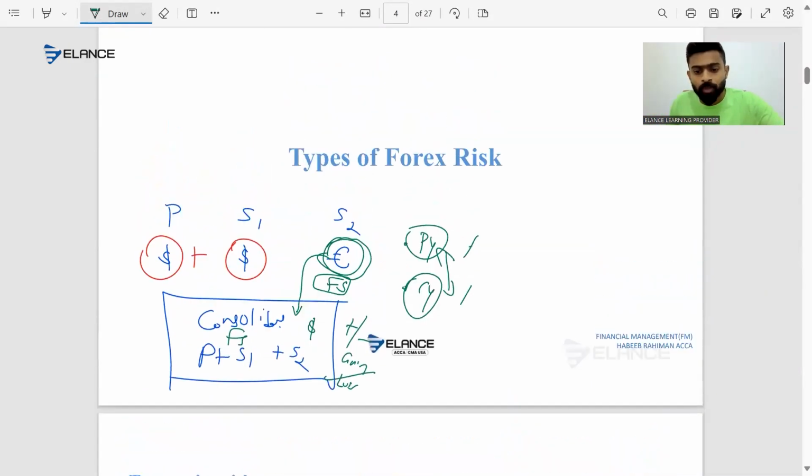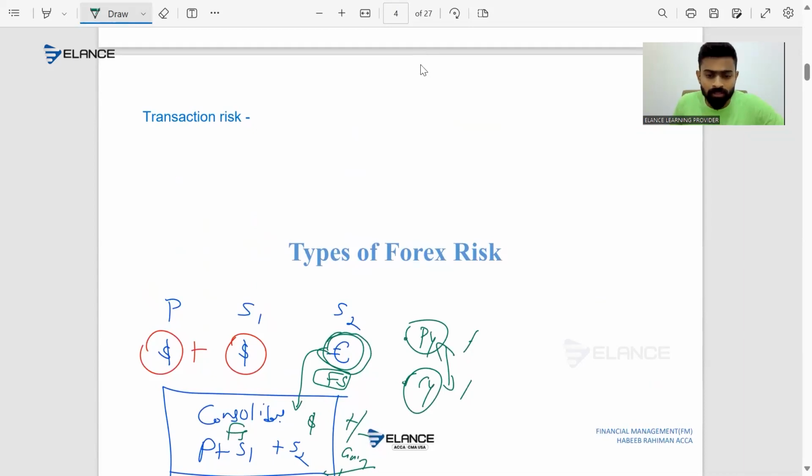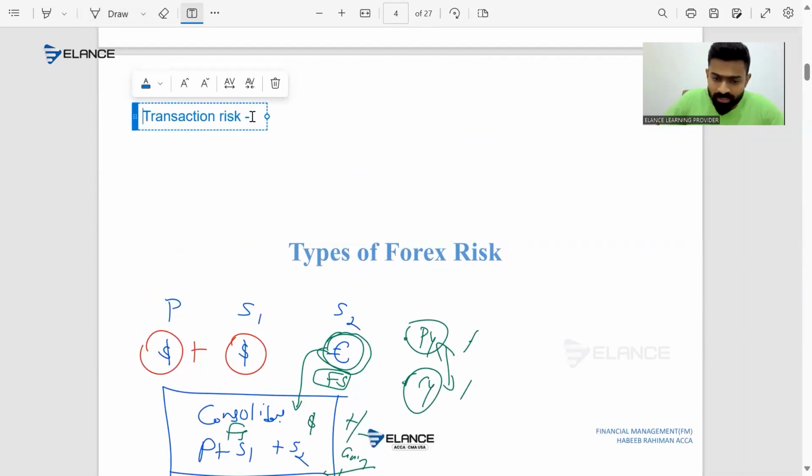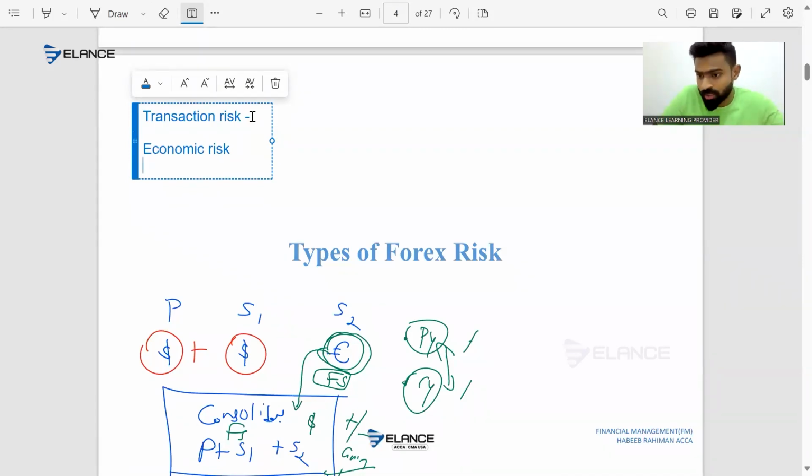Okay. So there are three types of risk. Transaction risk, which is about only a single transaction. Next one is economic risk. This is a longer term risk. Another one is translation risk. This is not an actual cash flow risk. So we are not studying the hedge of this.